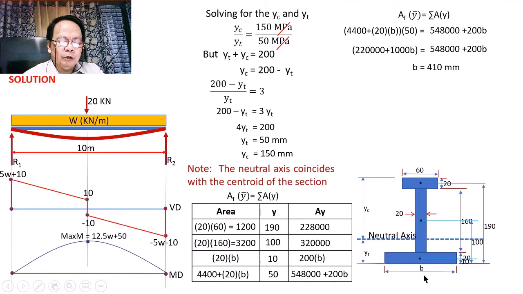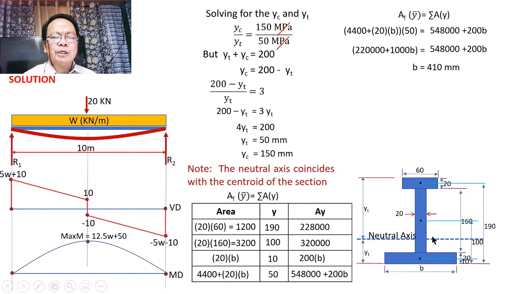Kaya itong b nito will be equal to 410. So that is the first question. So we can recommend that b must be 410 so that when this will be used to support this loading, then both the allowable stresses will be reached simultaneously.